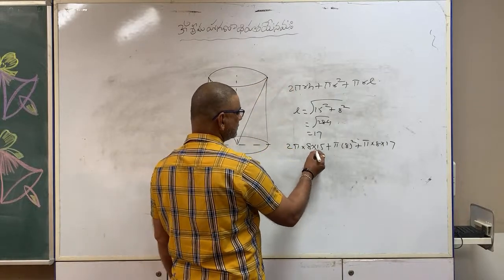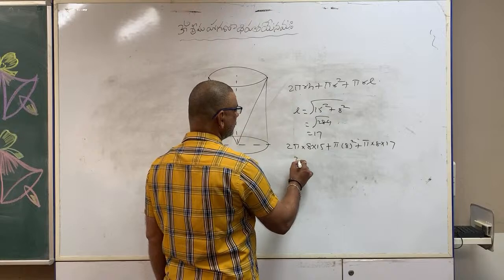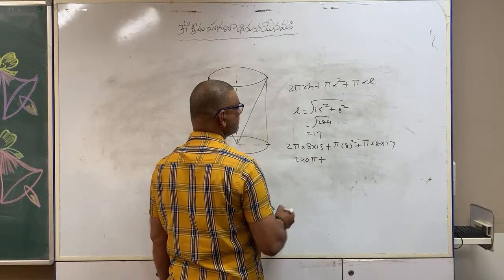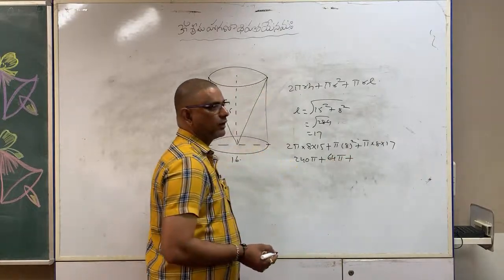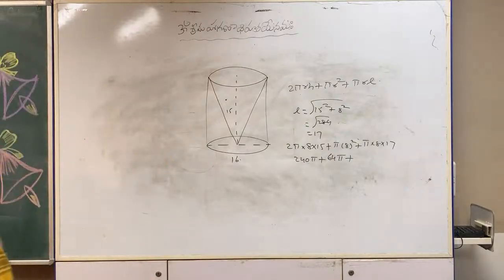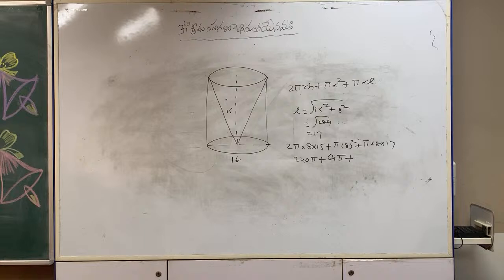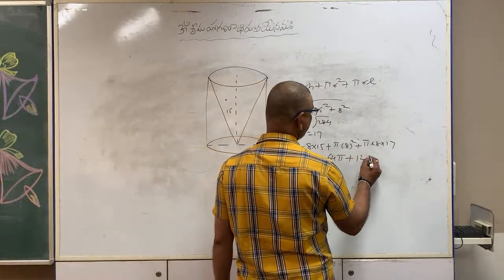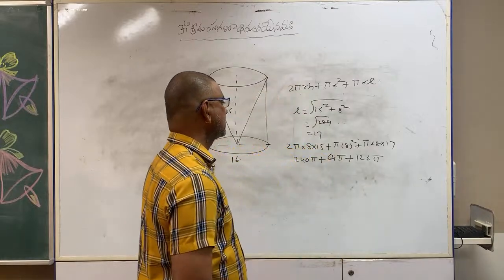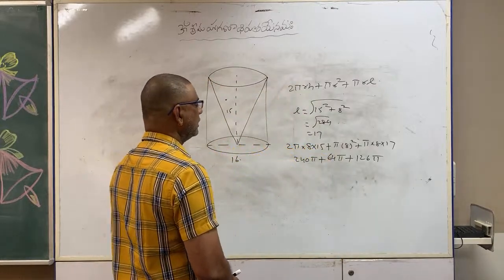So how much is this? 2 pi into 8 into 15 is 240 pi, and this one is 64 pi. This one, what is 17 eights? 17 eights is 136, so pi times 136 is 136 pi. So what is the total?